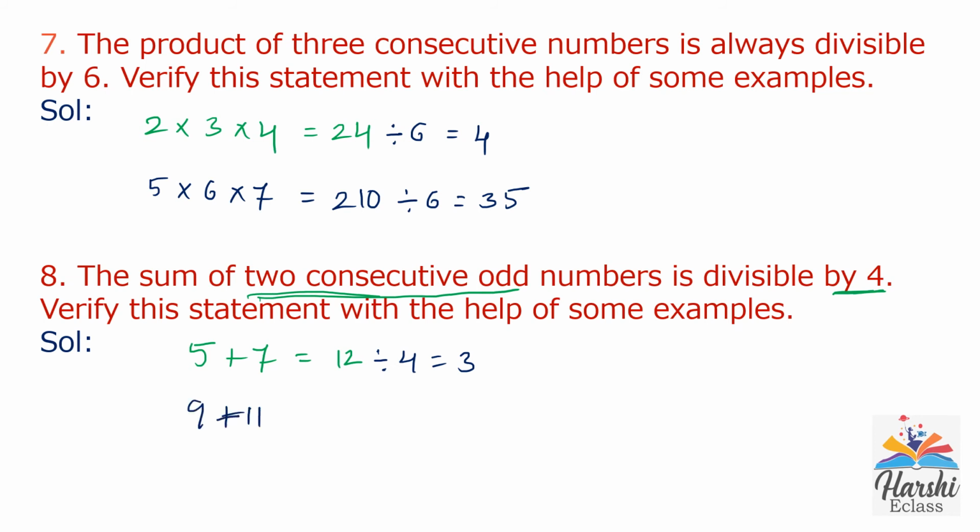One more example, 9 plus 11. 9 and 11 both are odd numbers, both are consecutive odd numbers. Sum of 9 and 11 is 20. 20 is divisible by 4. 4 5s are 20.